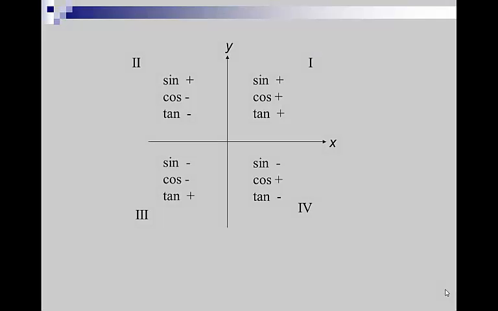And so in quadrant 1, sine and cosine are both positive, therefore the tangent is positive. Remember, tangent is sine over cosine. In quadrant 2, sine is positive, but cosine is negative. That's because the x is negative. Tangent is sine divided by cosine. Positive divided by negative is negative. In quadrant 3, sine and cosine are both negative. Therefore, tangent is positive. And in quadrant 4, the sine is negative because y is negative. The cosine is positive because x is positive. And the tangent is negative because negative divided by a positive is a negative. And then we have a little trick.